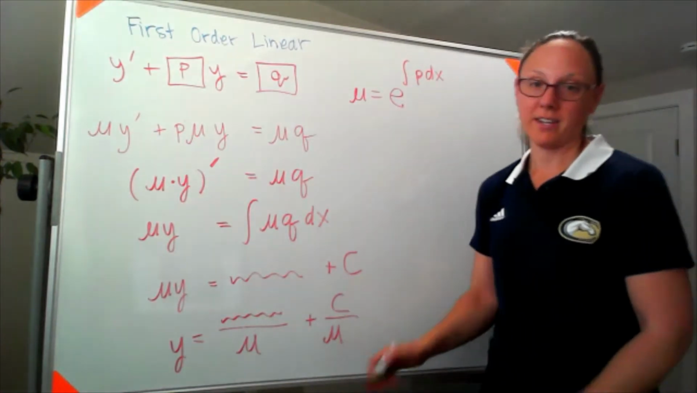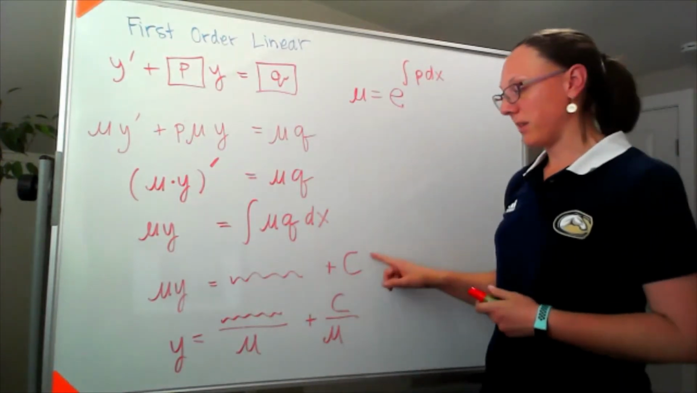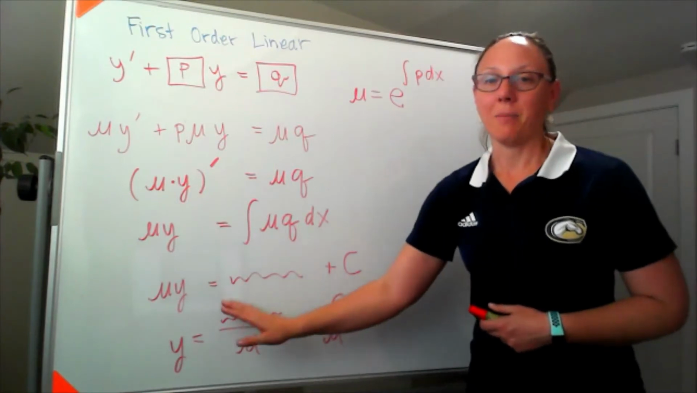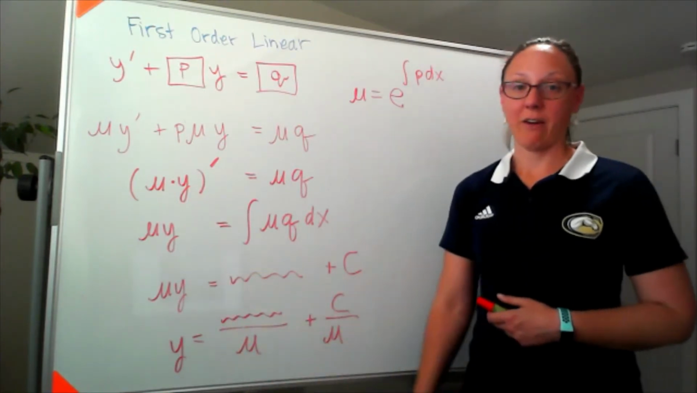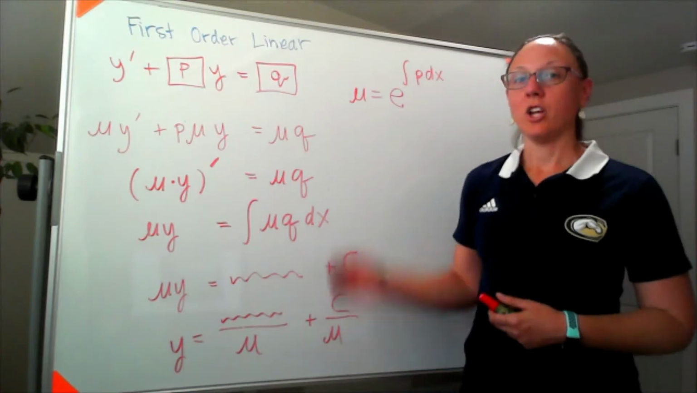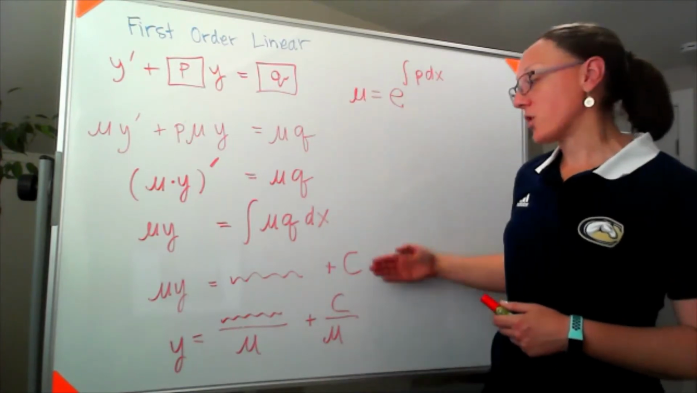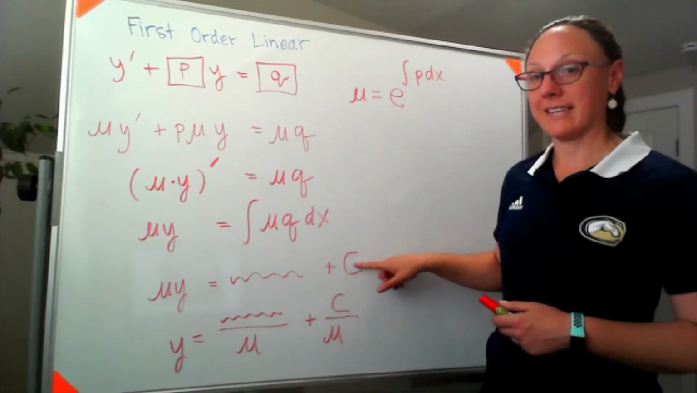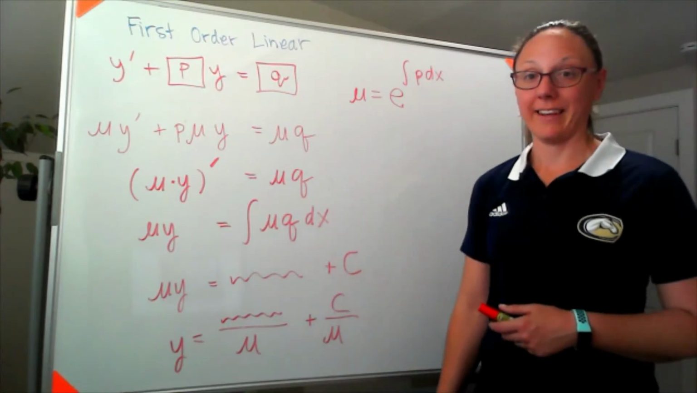This will not. So if you forget to add the plus c here, you might end up having like everything cancel out in the problem and getting the wrong answer. So when you're doing these first order linear, it's super important to remember to keep that plus c at that step where you're taking the antiderivative.